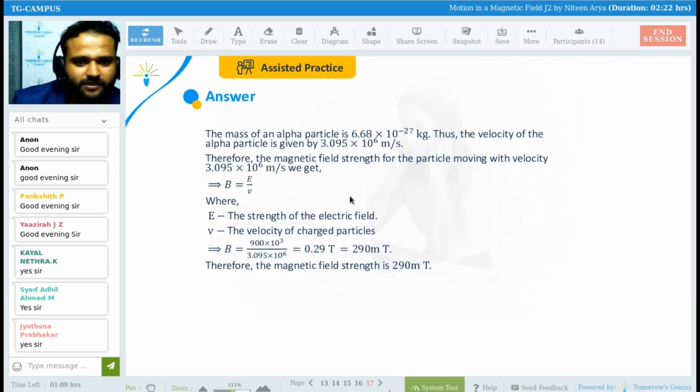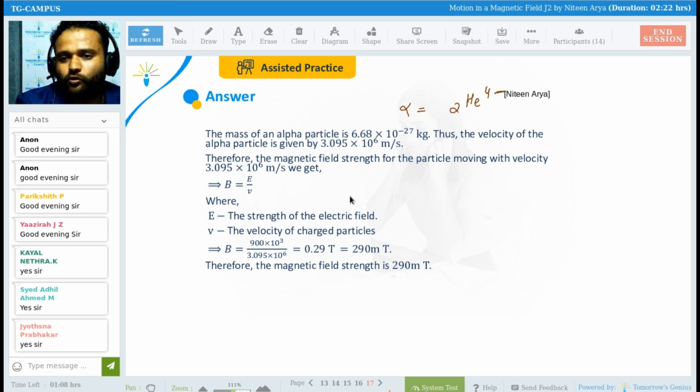So see here, they just directly gave you the velocity, but the formula for finding velocity I already let you know, right? The mass of an alpha particle, 2He4. Why is it the mass? As you know, the total mass of an atom or a particle is the sum of protons plus neutrons. This is your alpha particle, and as you can see, 4 in total, 2 protons, 2 neutrons. So 4 multiplied by 1.67 into 10 to the power minus 27. That is why it is the mass m alpha.